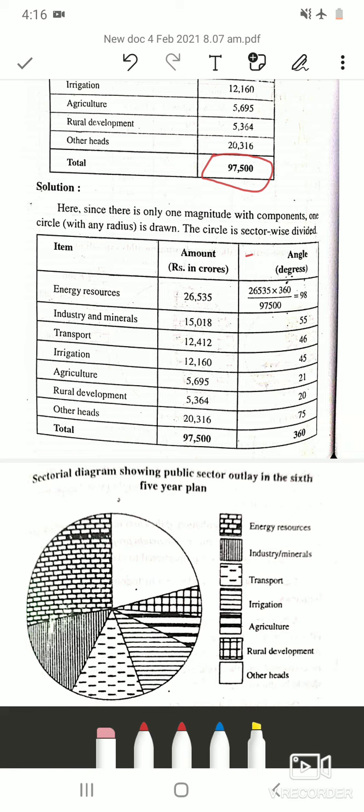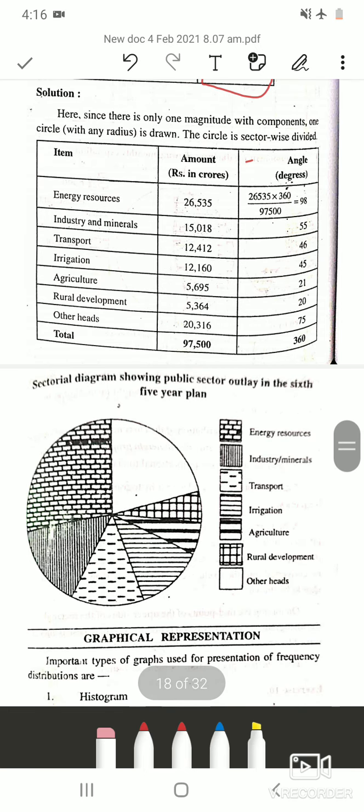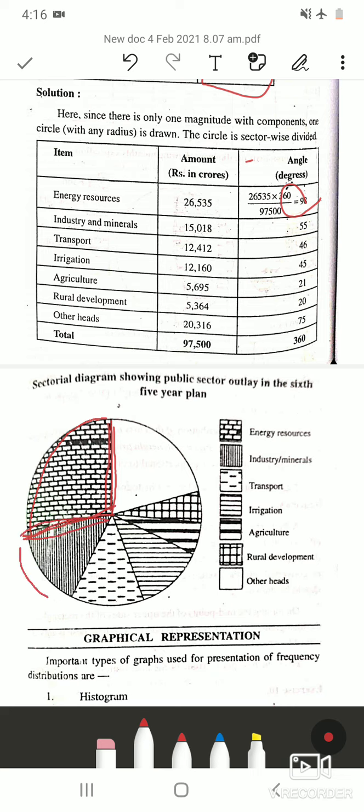Draw a circle and plot it just like we have seen in the previous example, and shade each component differently and write the shading in the index. So first draw a circle, mark a radius, keep your protractor on this line, and mark 98 degrees, which will be over here. Again join this line, keep your protractor on this line. Now from here mark 55 and so on, and shade differently for each component.